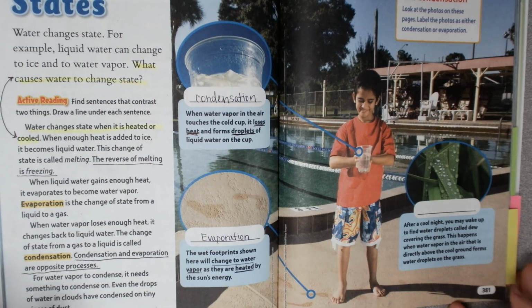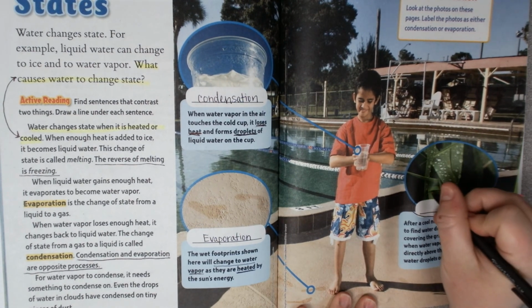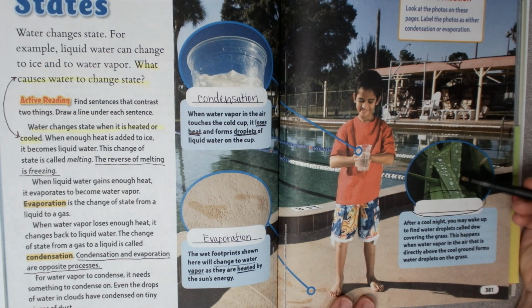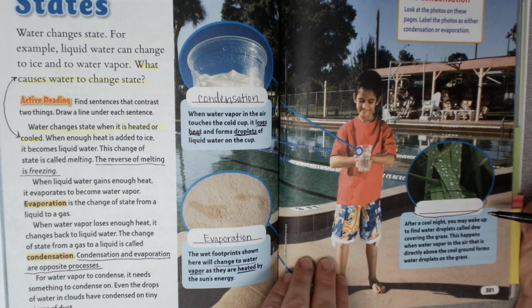So for the last one, I'm going to let you tell me what this one is. So you tell me what's going on here on the plant, okay? Tell me, is this condensation or is it evaporation?